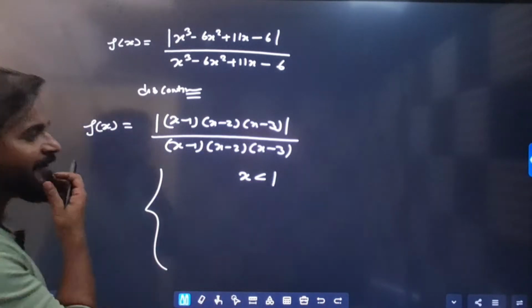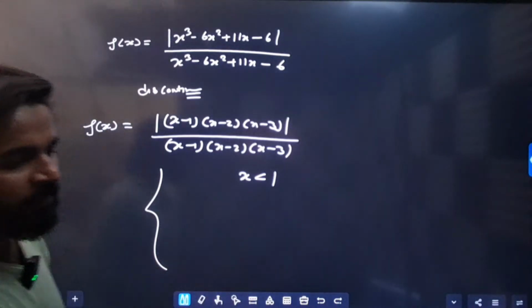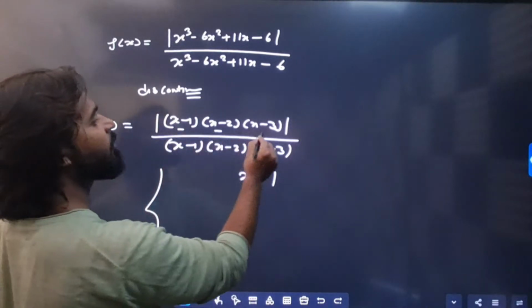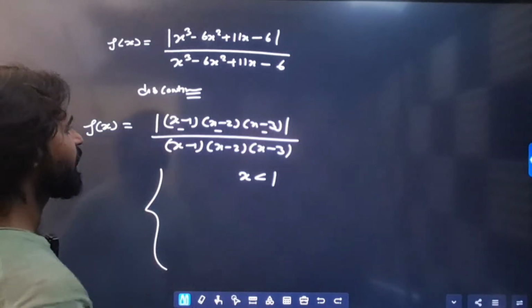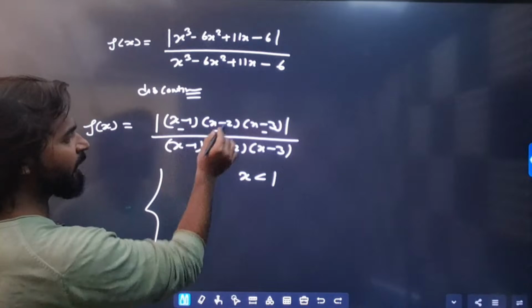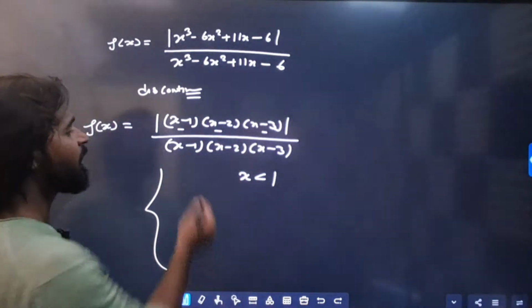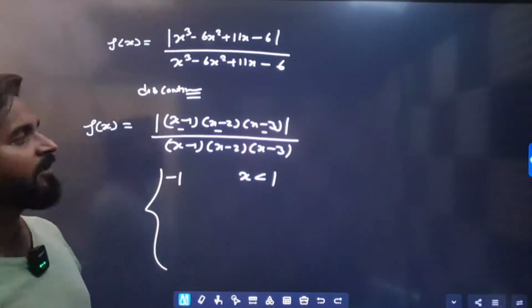X less than 1 means both factors are negative, so all parts will be negative. Okay, please understand: negative and negative. So negative plus minus means minus upon minus. You don't need to care about the denominator. So there is minus 1.